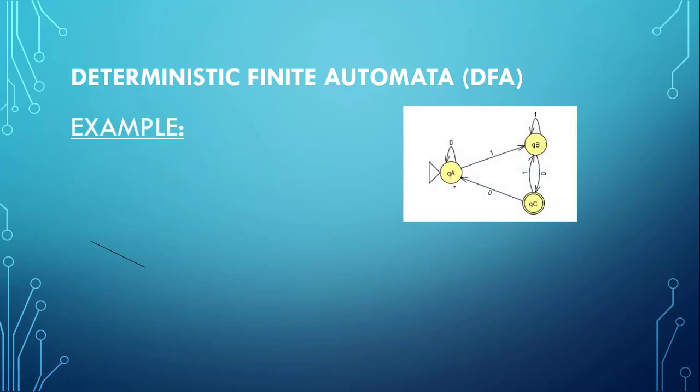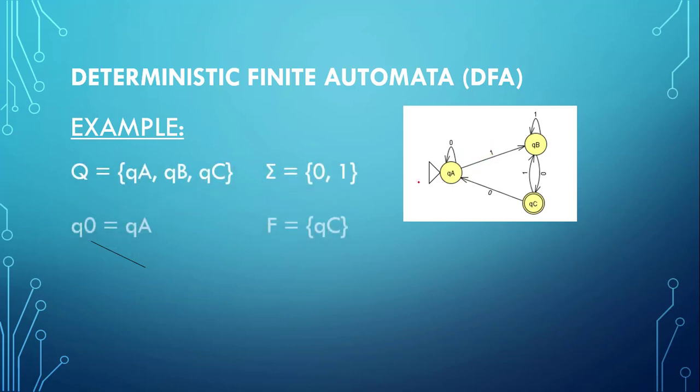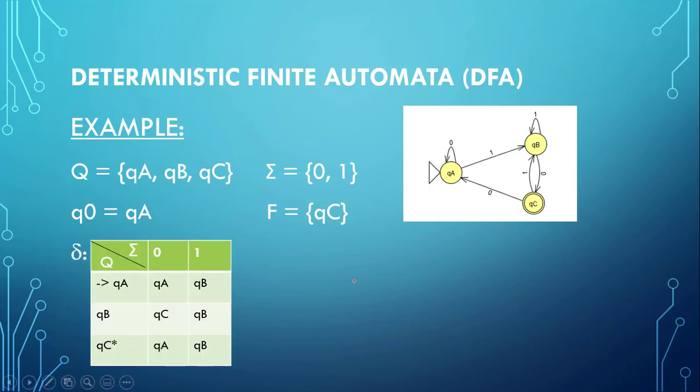Here we have a transition diagram consisting of states QA, QB, QC and our input alphabets are zeros and ones. Next, the Q0 is our QA, that means it is our start state, and F, that is final state, is QC. Let us see how to design the transition table. So here we have from QA to QA, QB, QB to QC, QB, QC to QA and QB, where QA and QC are start state and final states respectively.